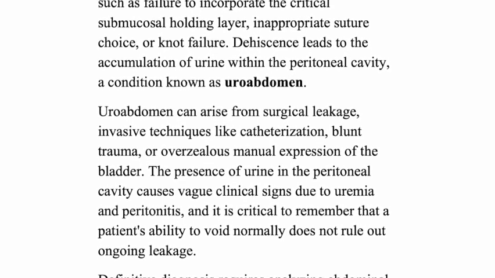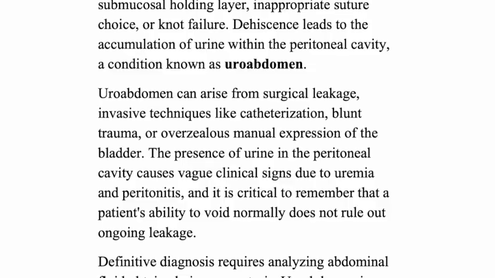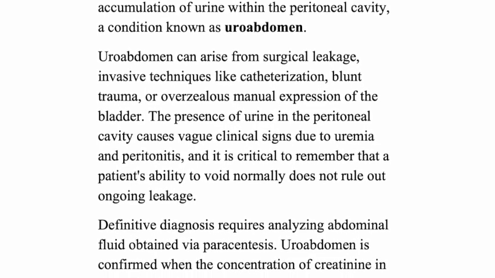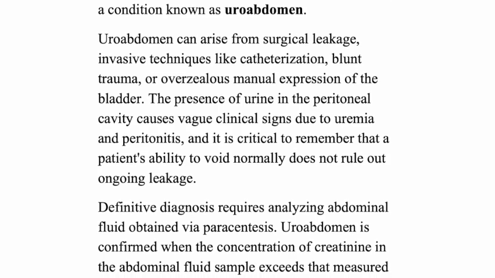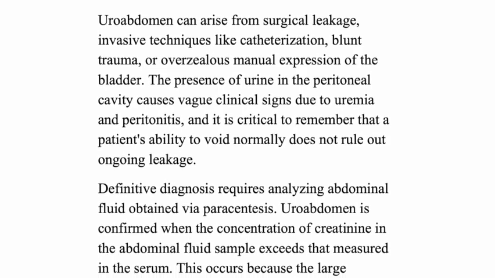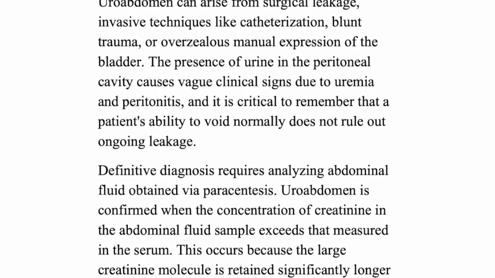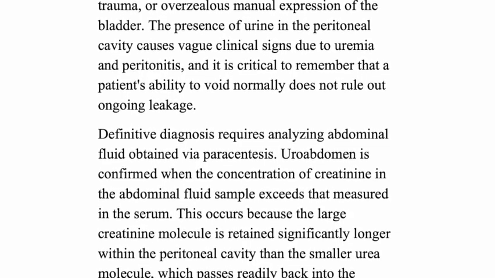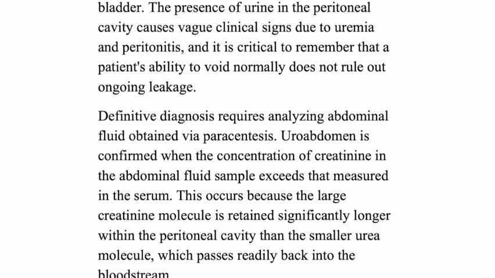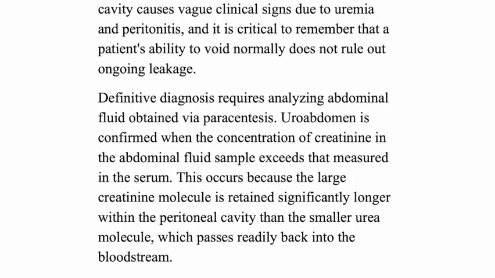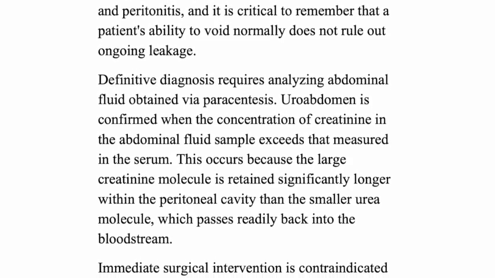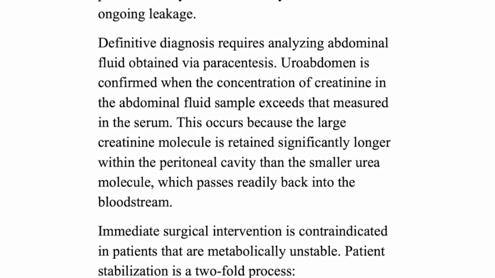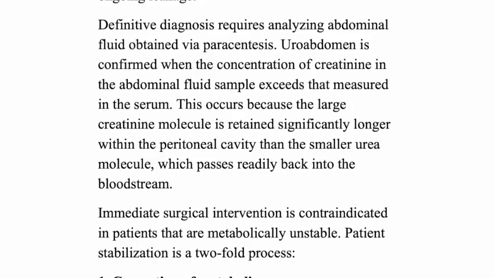The presence of urine in the peritoneal cavity causes vague clinical signs due to uremia and peritonitis, and it is critical to remember that a patient's ability to void normally does not rule out ongoing leakage. Definitive diagnosis requires analyzing abdominal fluid obtained via paracentesis. Uroabdomen is confirmed when the concentration of creatinine in the abdominal fluid sample exceeds that measured in the serum. This occurs because the large creatinine molecule is retained significantly longer within the peritoneal cavity than the smaller urea molecule, which passes readily back into the bloodstream.